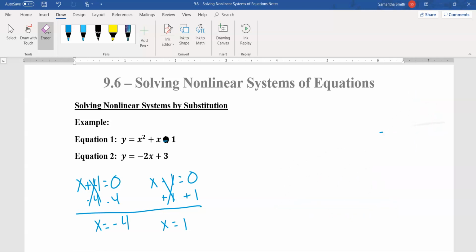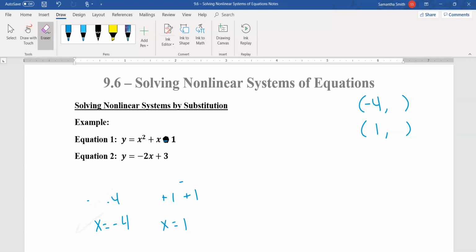I don't need any of that anymore. All we did was find our x. So I'm actually going to create two little ordered pair items over here. I just found I have an x of -4 and an x of 1. Because I have that written down, I'm going to erase all of this now, and it's like we're starting fresh in our area.